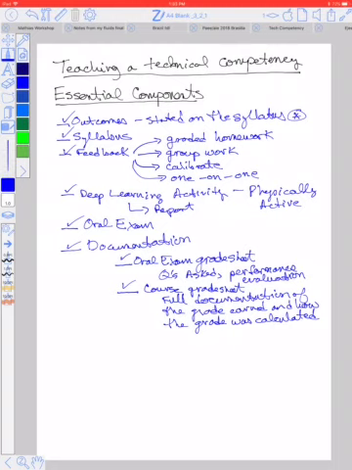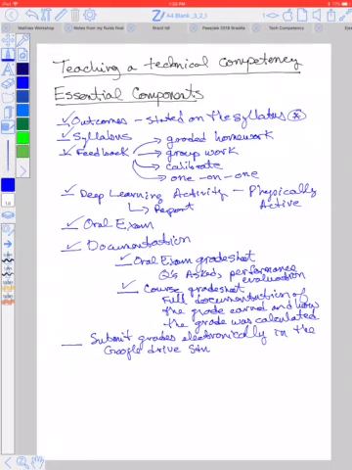The final step is to submit the grades electronically in the Google Drive on the student grade sheet.